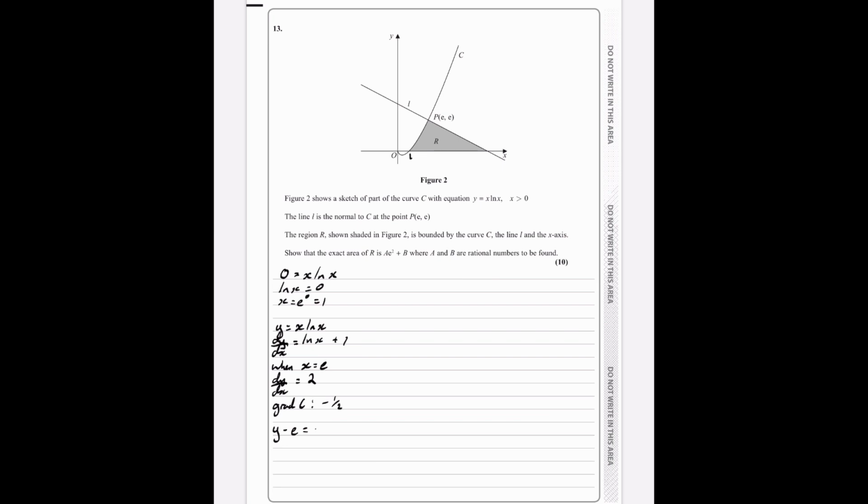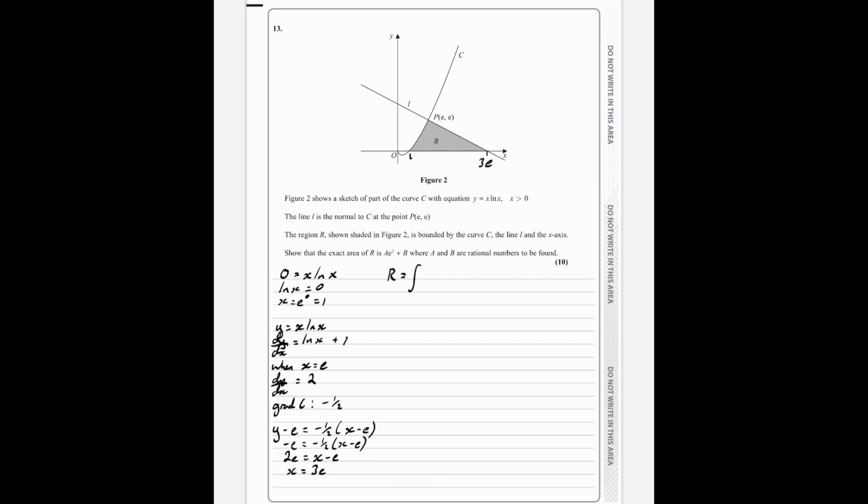The gradient of the line is the negative reciprocal of 2, so it's negative a half. We can plug now the point e and the gradient negative half into the formula y minus y1 equals m(x minus x1). y minus e equals negative a half (x minus e). And from that we can work out that when y is 0, we're looking at the point where L crosses the x-axis now. When y is 0, we can solve the equation and get that x equals 3e. And I'm going to mark 3e onto the graph.